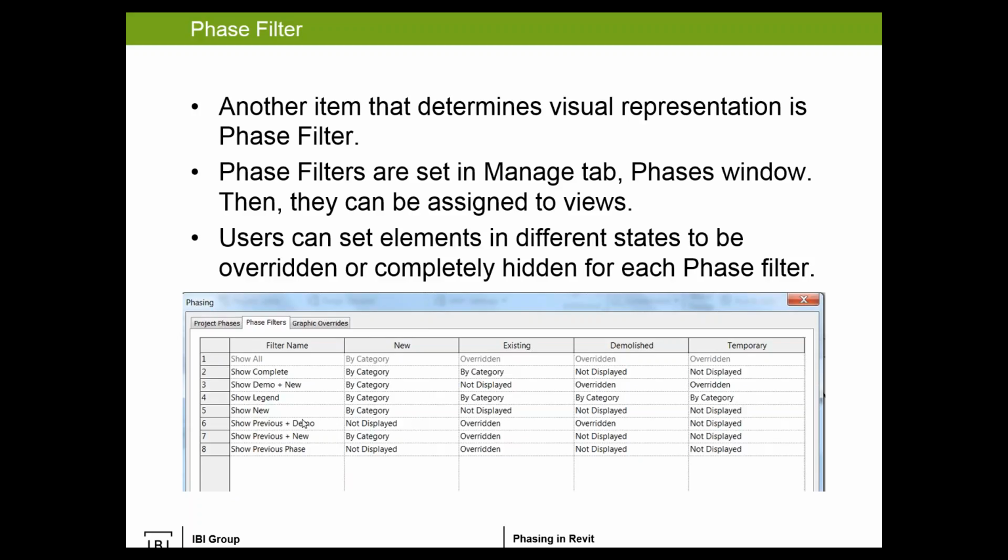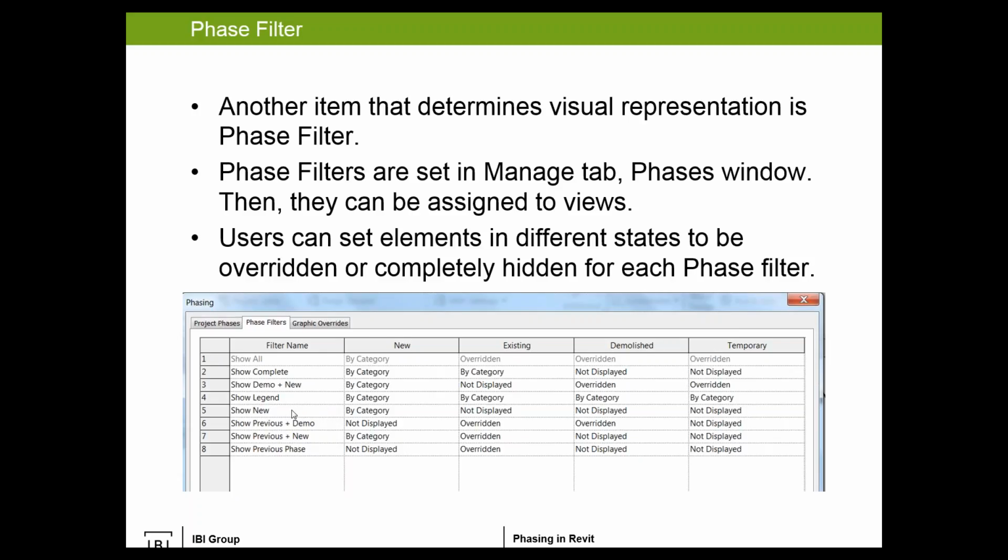So the one that fits into this here is previous plus demo. As you can see here, new construction is not displayed, and temporary is not displayed. This is rarely used, by the way. So usually we're dealing with 3 of these actually. So this would be an ideal candidate for creating my demo drawings. And show new, for example, shows only the new construction.